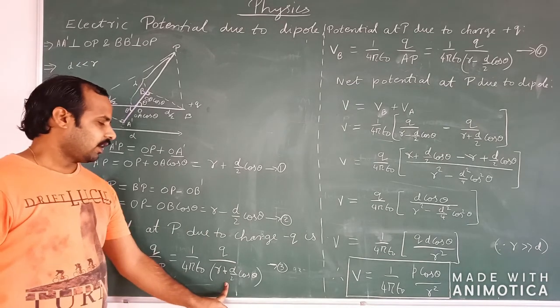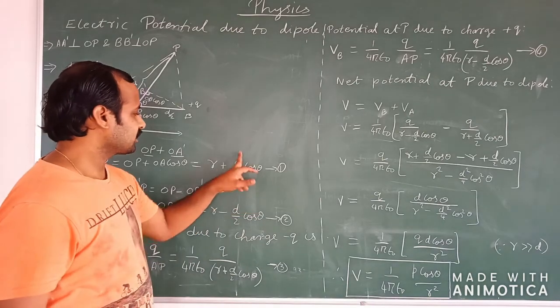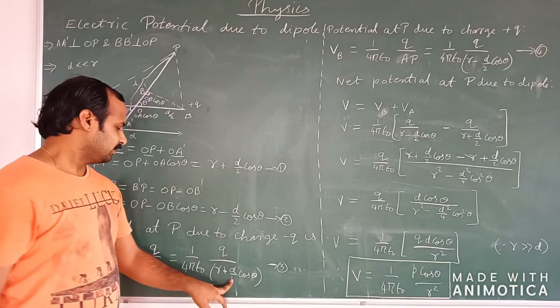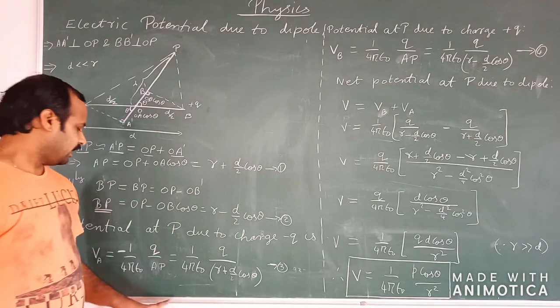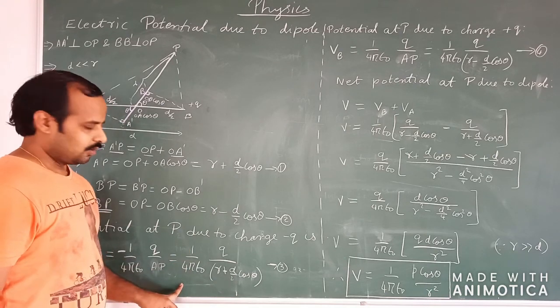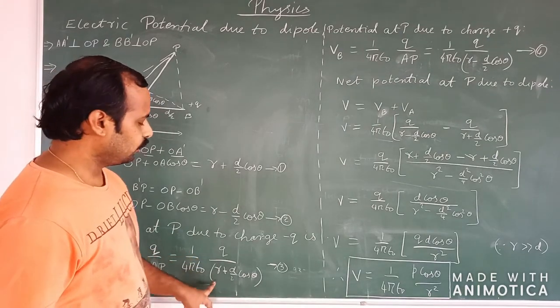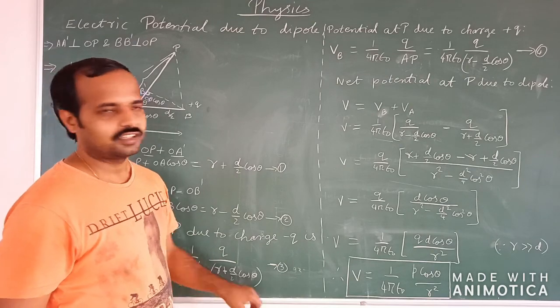Now AP, I have already got the value, that is R plus D by 2 cos theta. Same thing I will substitute here. So that equation becomes VA is equal to minus 1 by 4 pi epsilon naught into Q divided by R plus D by 2 cos theta.